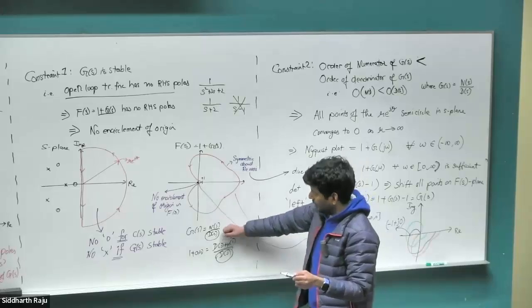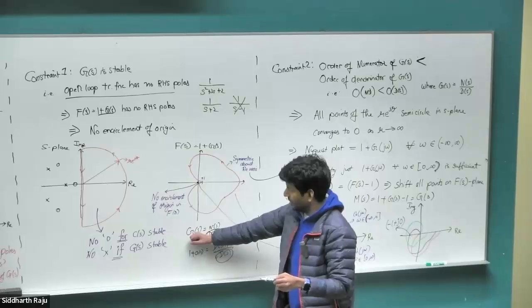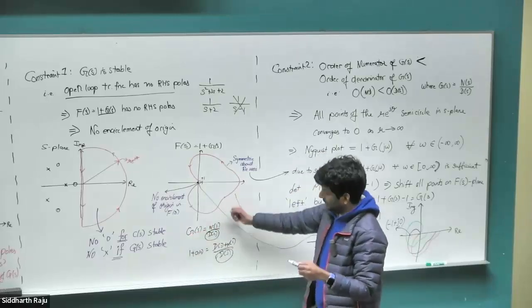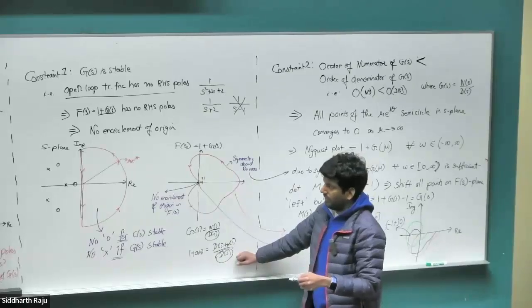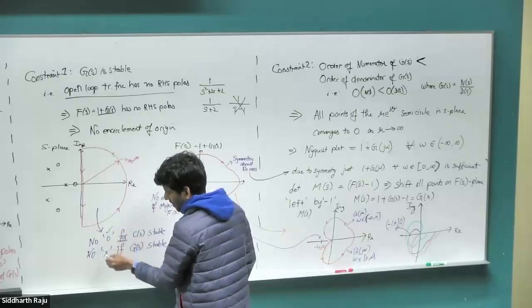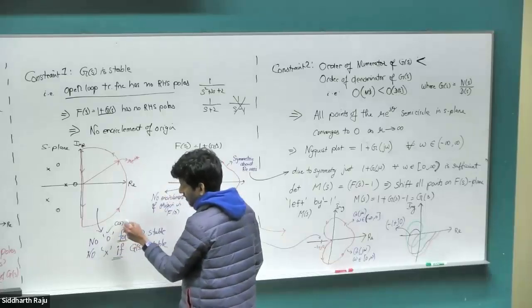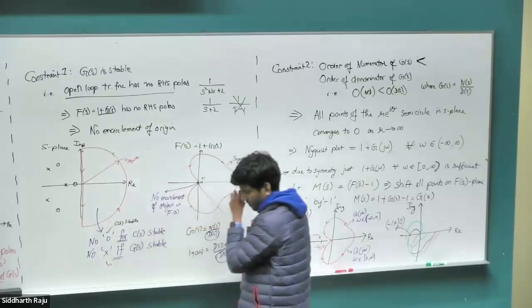So if the open loop system is stable, that means D of S, the denominator of G of S, does not have any poles on the RHS. That also means the denominator of 1 plus G of S, H of S does not have any poles on the RHS. We previously eliminated zeros because C of S is stable. Now we are eliminating poles because G of S is stable.